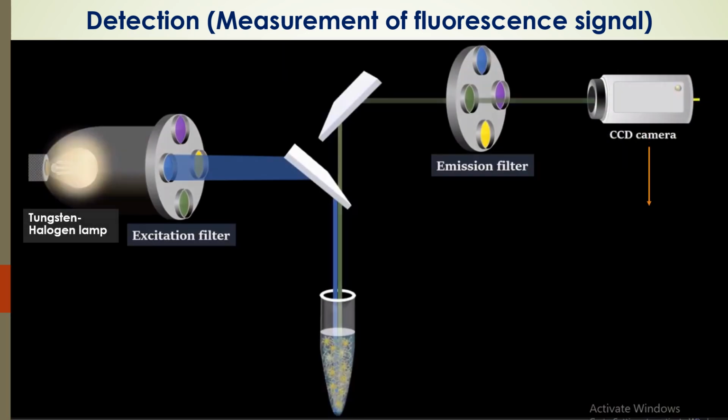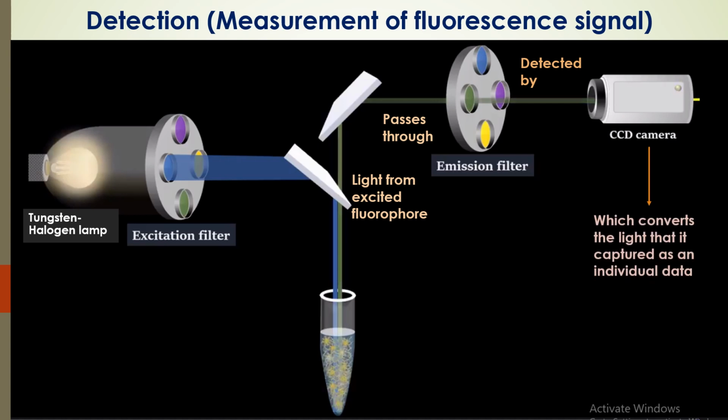Light from the tungsten halogen lamp passes through the excitation filter and is reflected by a mirror and falls on the dye molecule. Light from the excited fluorophore passes through the emission filter. That is detected by charge coupled device camera or CCD camera, which converts the light that it captured as individual data.